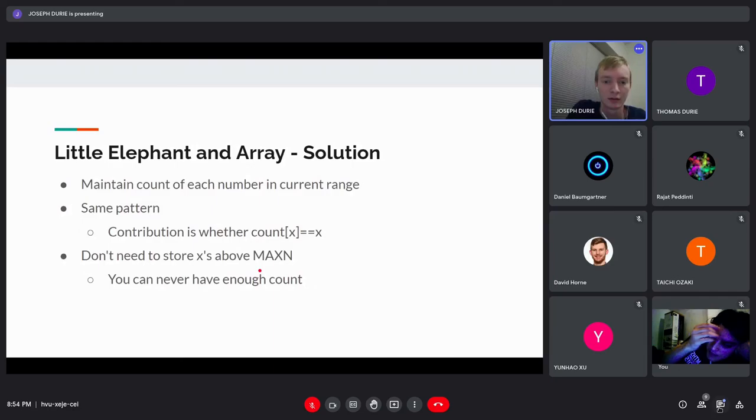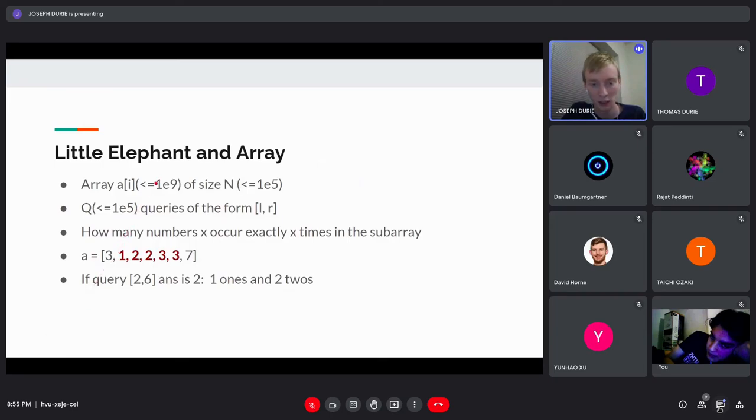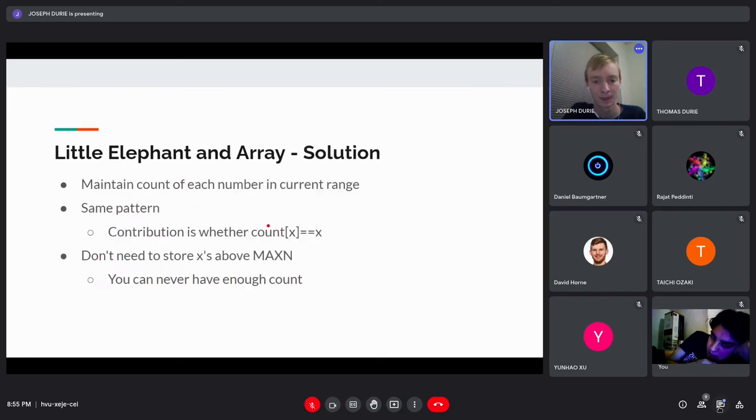Yeah, so the solution for this, we want to maintain the count of every number in the current range. And the contribution is whether count X equals X. So contribution is either 0 or 1. And notice that we don't need to store X's above n. Because if X is bigger than n, it can never appear X times. So this way we can store our counts in an array and not in a map. Because I think your X's can get big here. Yeah, they can go up to 2^9.